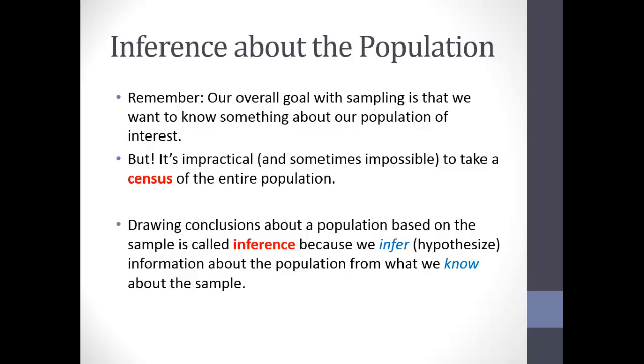And so this leads us to the idea of something called inference. This is something that we'll talk a lot about in the remainder of this class over the semester. It is drawing conclusions about our population based on the information that we sample. That's called inference because we're inferring or hypothesizing or making a statement about the population, which is something that we don't know. We haven't talked to everybody in the population. So we make a statement about that based on what we do know from our sample. This is where we're going in the next part of this course.